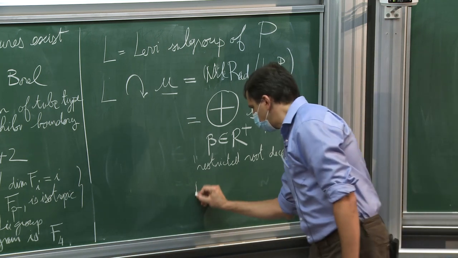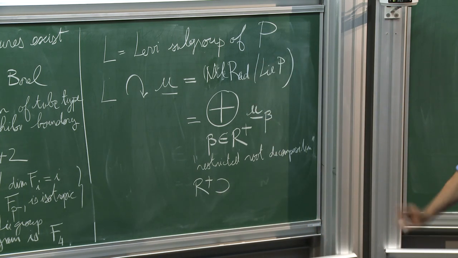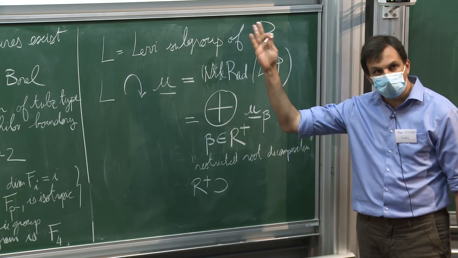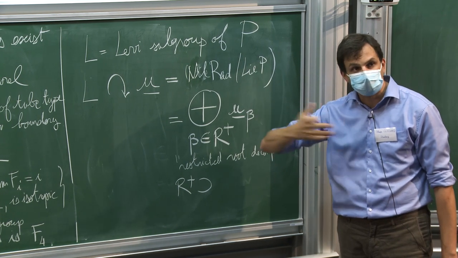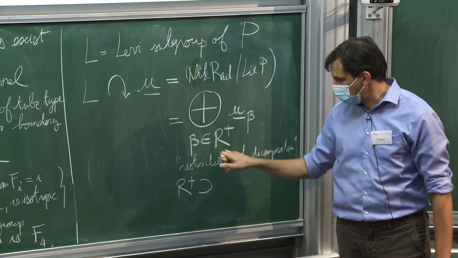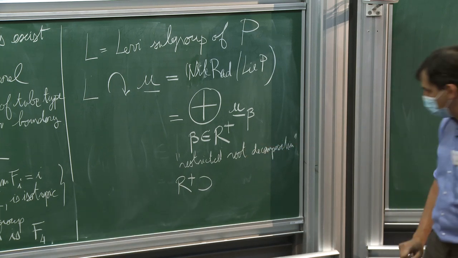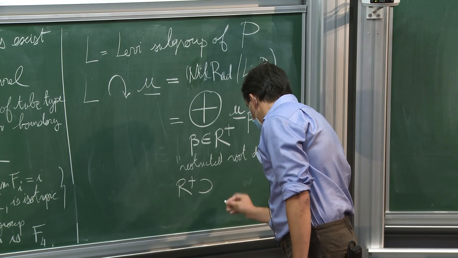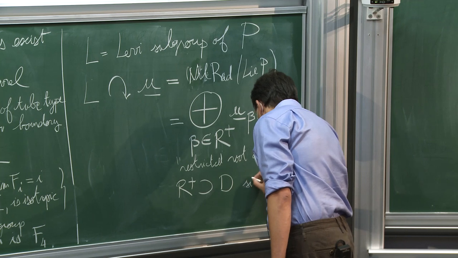And in R plus, you have as well, so in general, this is not the positive roots of a root system. It's a subset of the dual space of something that has some nice properties, but that is not a root system. So there is a simple system that I will call D, the simple system.